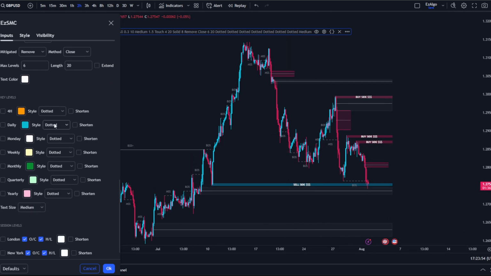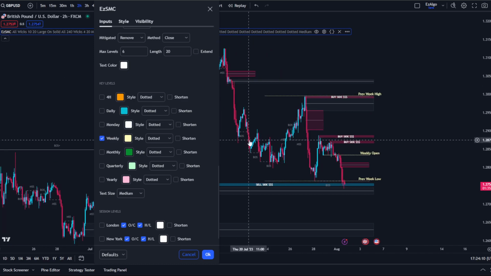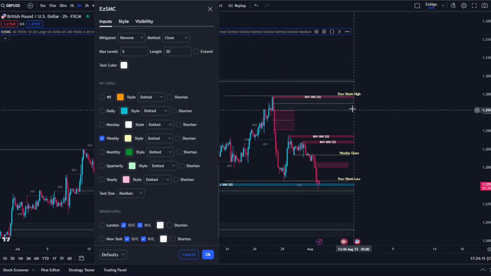All right, moving on to the key levels. Now these are pretty self-explanatory. Shows you 4-hour open, daily open, Monday range, etc. I know these levels are part of a lot of you guys' strategies. So you can simply toggle these on. For example, I'll toggle on the weekly levels and you can see that we have the weekly open, previous week high and previous week low. This is just another added confluence to help you guys find entries.